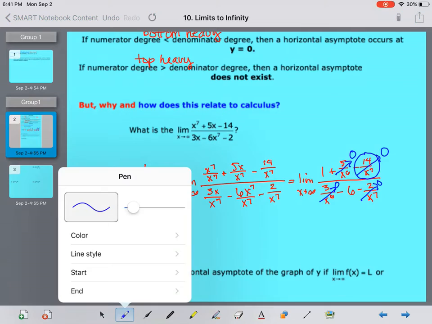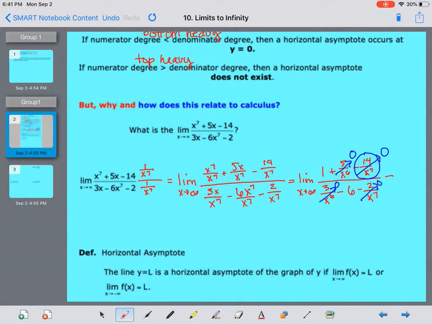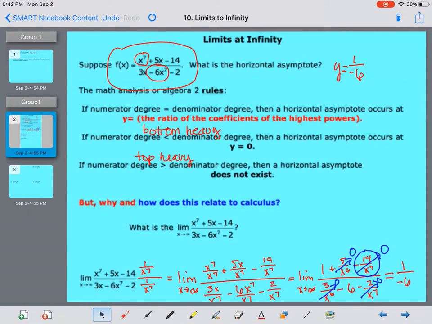And if we see what we have left, all we have left in our numerator is just 1 over negative 6. And that's exactly where we said we were going to get from the very beginning, what I put up at the top here.